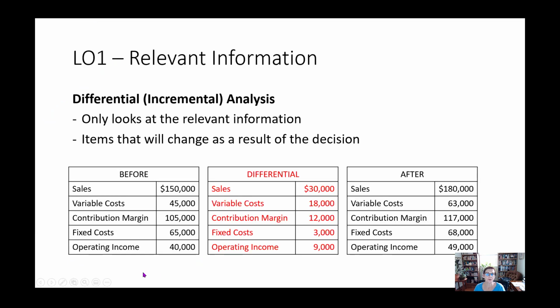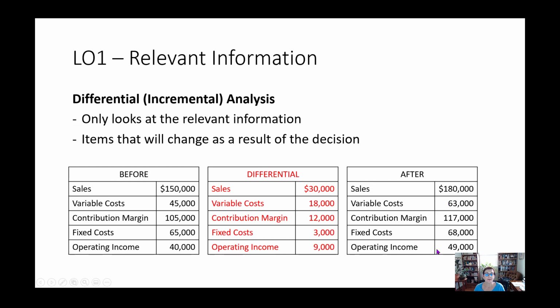Now, let's take a look here at an example of differential or incremental analysis, which is most of what we're going to be doing here. What differential analysis does is it only looks at the relevant information, the things that are going to change as a result of the decision. It doesn't look at things that are going to stay the same. So here's an example. Imagine you had an income statement that looks like this before, and then these are the things that would change as a result of your decision, and then this is what it would look like after.